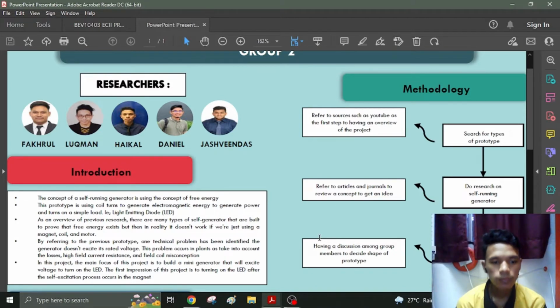In this project, the main focus is to build a mini generator that will excite voltage to turn on the LED. The first impression of this project is turning on the LED after the self-excitation process occurs in the magnet.